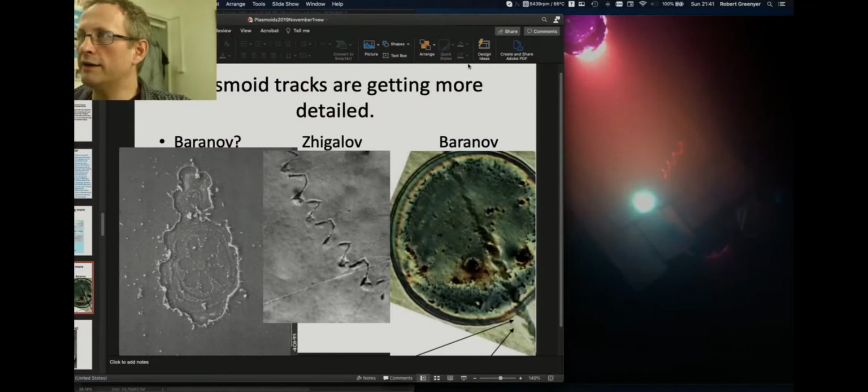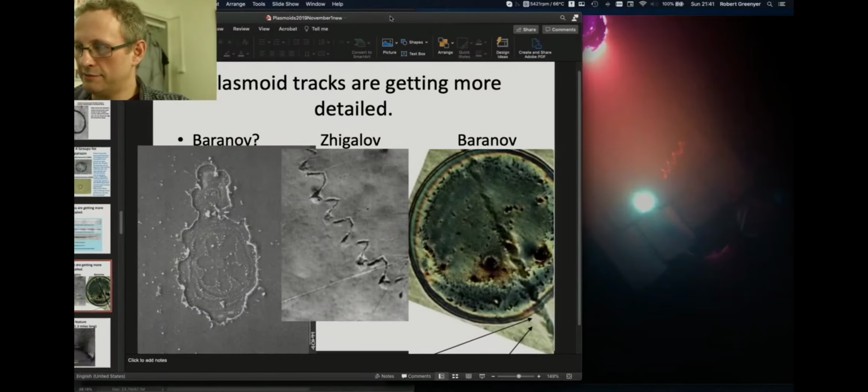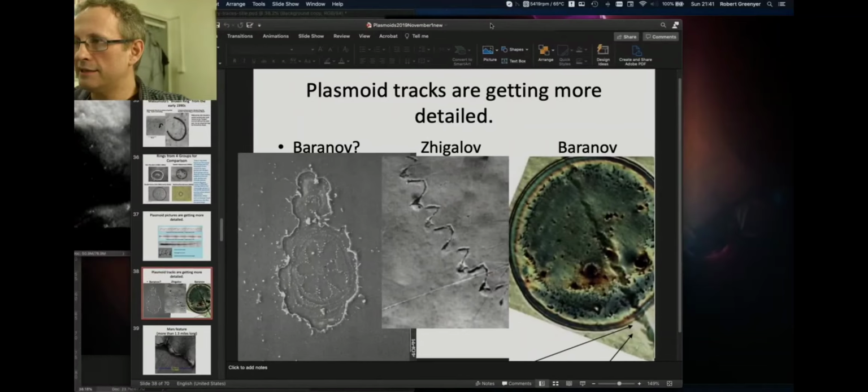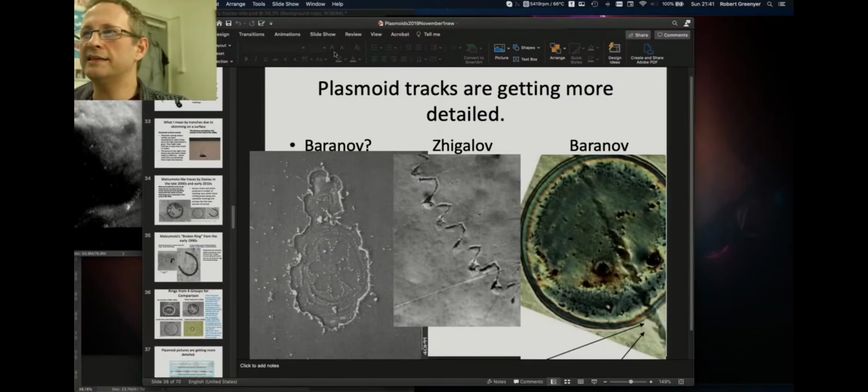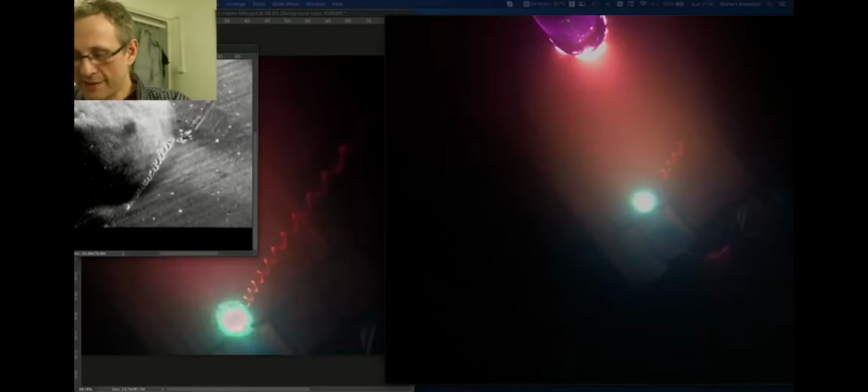This is one that's more like a standard type of helix. This is in Baranov. Baranov works with Zatelepin in Russia, and you can see the spiral here. And so these things are, I think, getting to the point of being demystified now. So I'm going to ask some questions if anyone's got any questions. Otherwise, I'll call it a night.